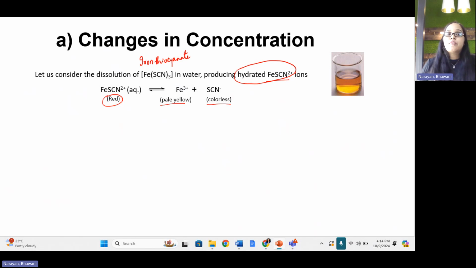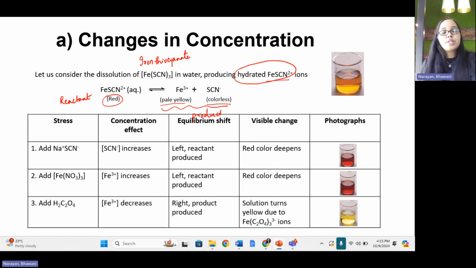If you have a higher concentration of FeSCN2+ ions in the solution, that is the reactant. So let me define the reactant side. This is my reactant side, and this would be my product side. Judging by the colors, if I have more of the reactants, the solution is going to appear red in color. If I have more of the products, I'm going to get either a pale yellow or a colorless solution. Pale yellow means it's moving towards the product side, a decrease in the red color. If it is moving to the reactant side, that is the backward reaction, I'm going to get the solution more in red color. Let me see what happens if I change different concentrations.